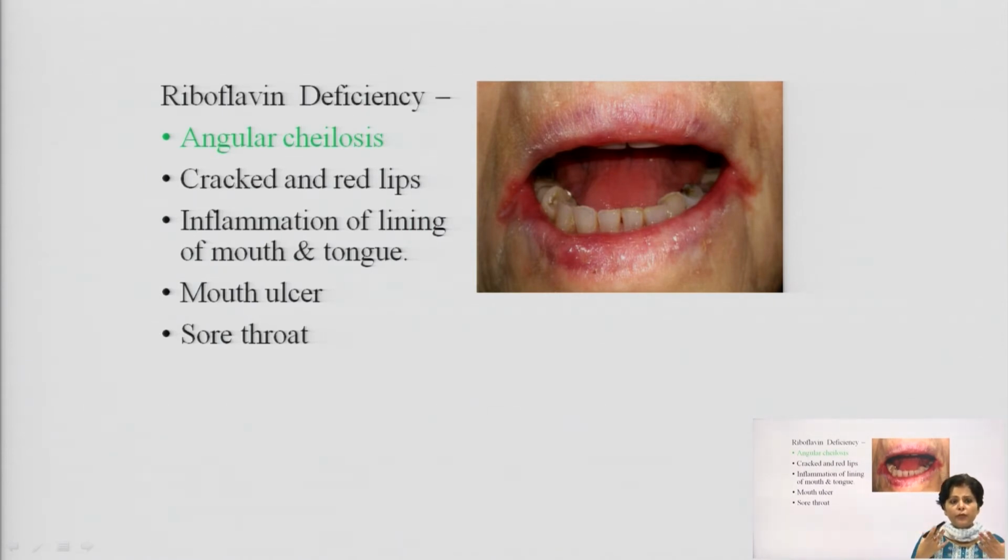The inflammation of the linings of the mouth and the tongue. The deficiency of riboflavin also causes mouth ulcers. Small bumps form inside the mouth and cause painful ulcers, and a sore throat is also there when there is a deficiency of riboflavin. The main one is the angular cheilosis, the crack and the redness of the lips.